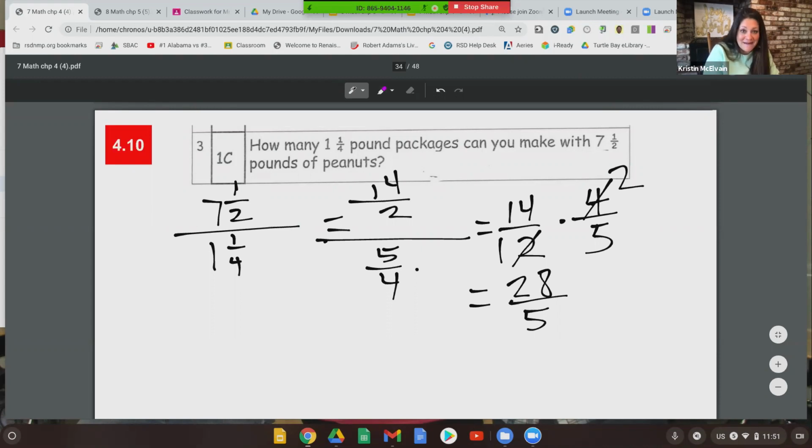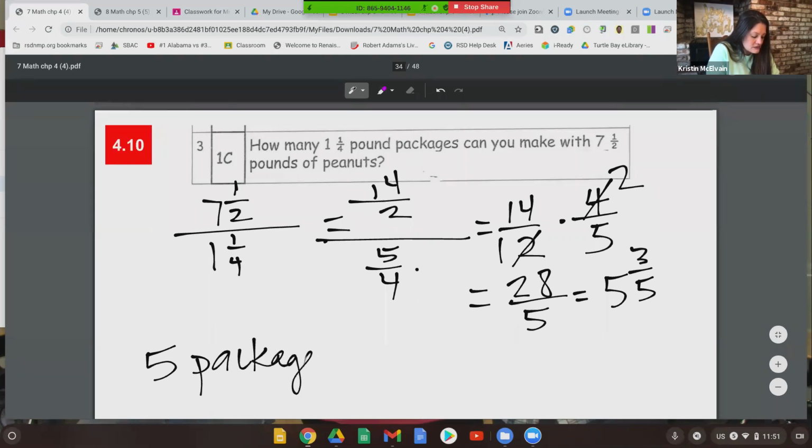Okay, now let's make that into a mixed number. 5 goes into 28 5 times. That makes 25 and 3/5. So it says, how many 1 1/4 pound packages can you make with this? So we can make 5 packages, with 3/5 of a pound left over.